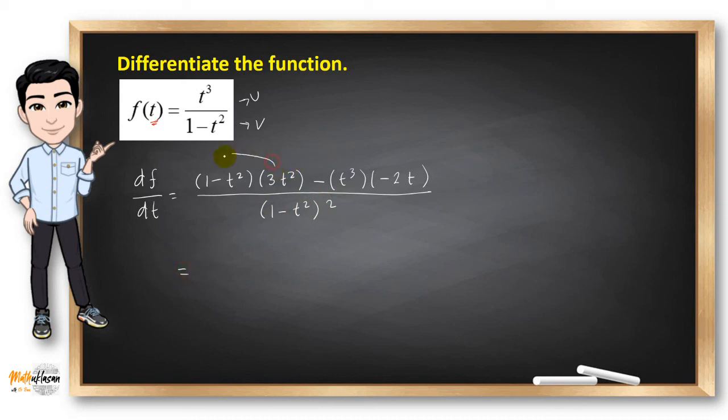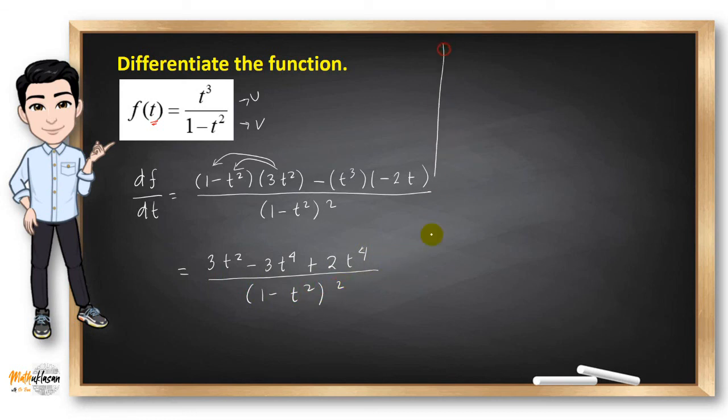And, again, tulad kanina, didistribute natin 'to. So, we'll have 3t squared. Then, ito, that's minus 3t raised to 4, kasi t squared times t squared is t raised to 4. So, ito naman, minus, at saka negative or negative will become plus. Then, we have t cubed times 2t is 2t raised to 4. Yan. At wag ulit kalimutan yung nasa baba dito.